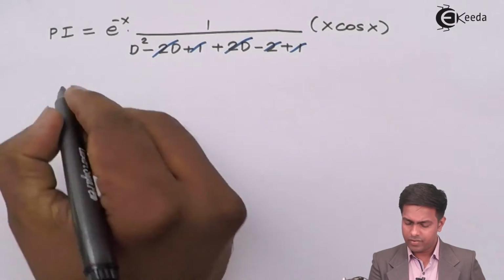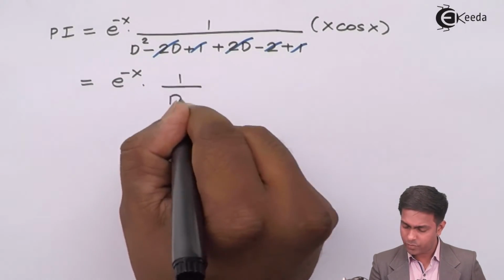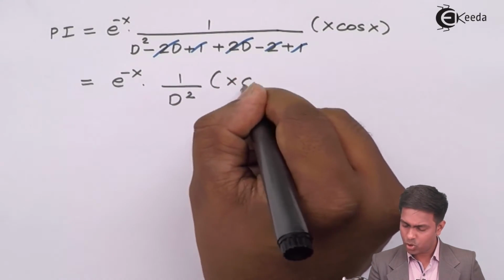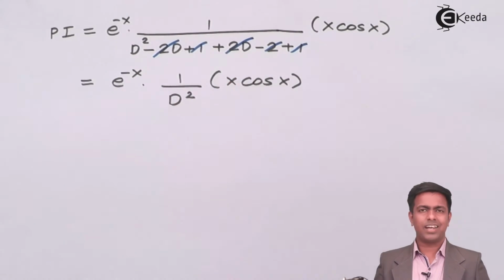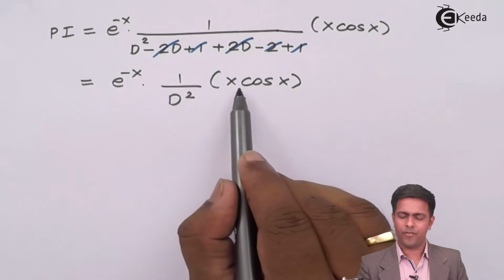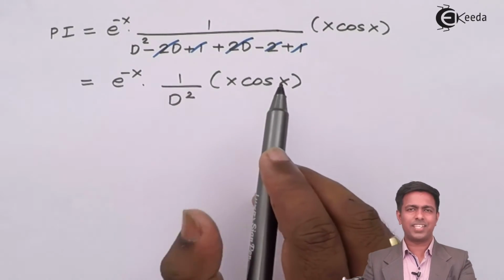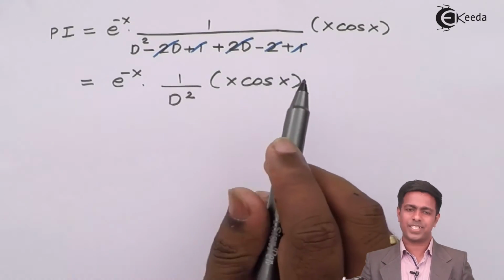So guys, here we'll write e to the power minus x into 1 upon d square into x cos of x. Now here we have a function of d which is d square, and here we have x into cos of x, which is x into v. So if we have x into v, we are going to use the rule of x into v.